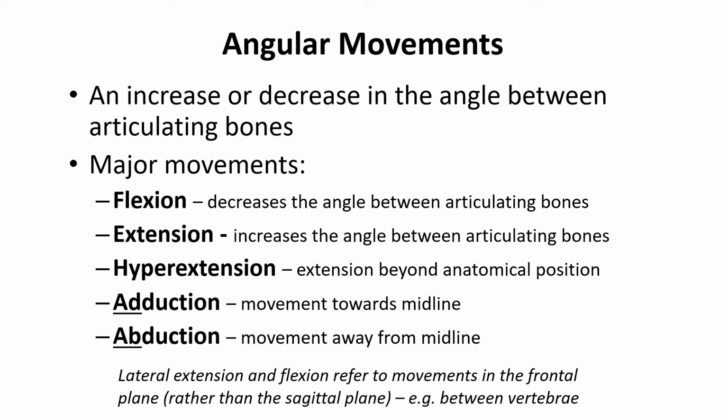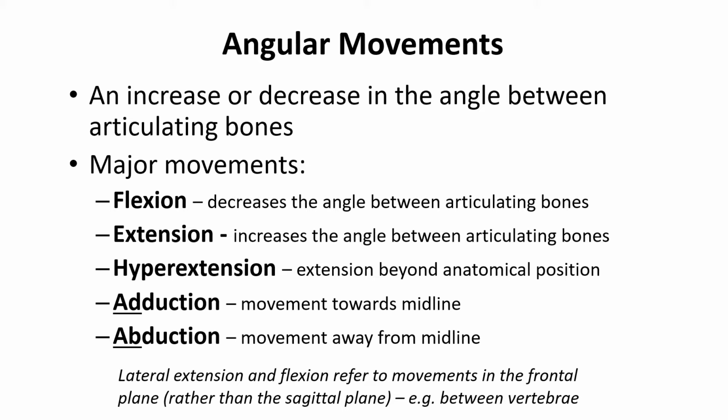If we're talking about angular movements, we're talking about motions that occur at the joint itself. We're not talking about gliding joints here. We're talking about a situation where we have two or more bones coming together and forming an angle. So for instance, the humerus is going to articulate with the ulna and the radius.